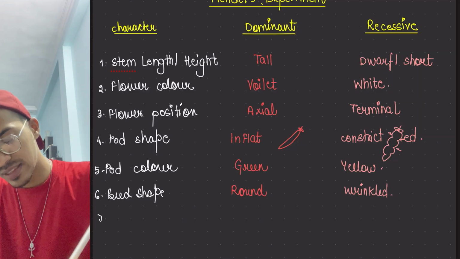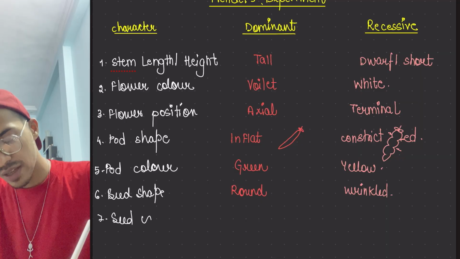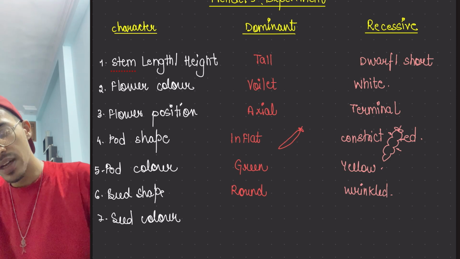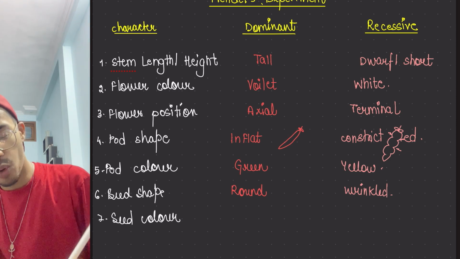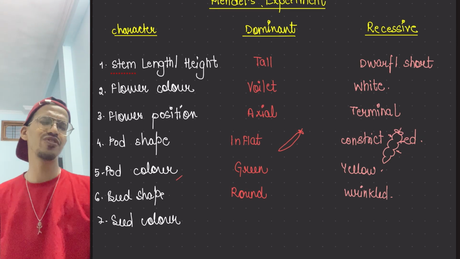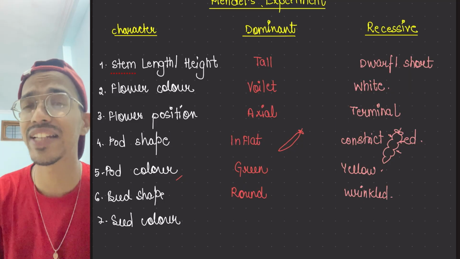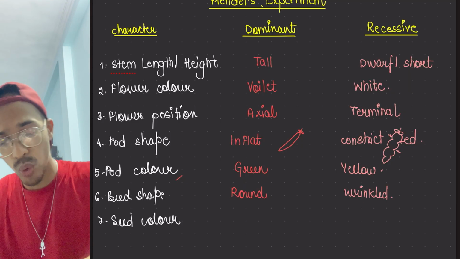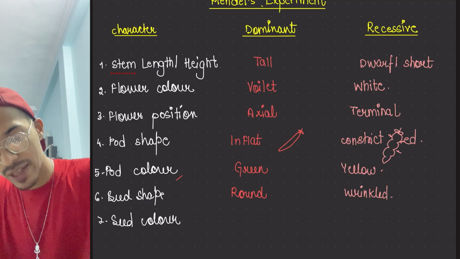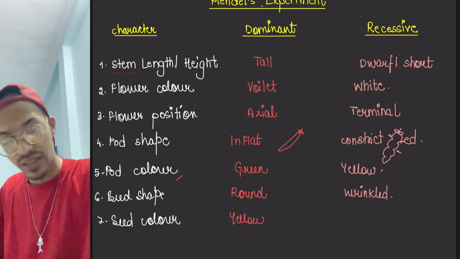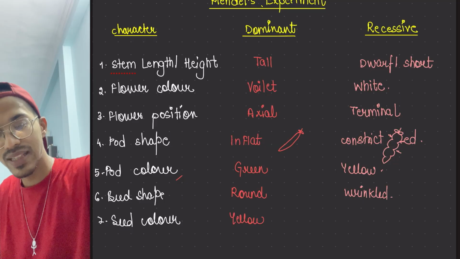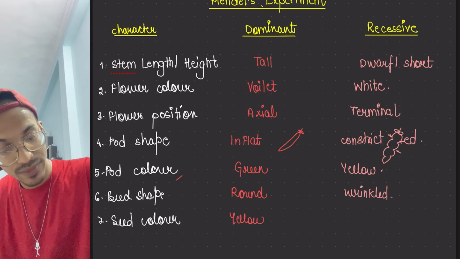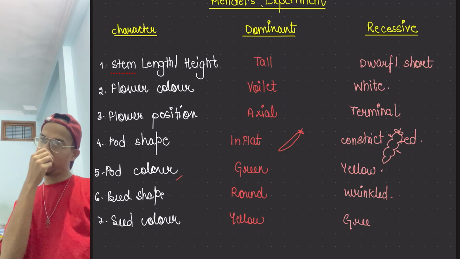And the last factor is seed color. Here remember it, the seed color is not green. Most people do this wrong. The major problem occurs over here, pod color and seed color. They always get confused, giving the wrong answer. So I'm telling you already, remember it very carefully: the seed color yellow is the dominant one, whereas the recessive one would look green to us. So these are the dominant characters.